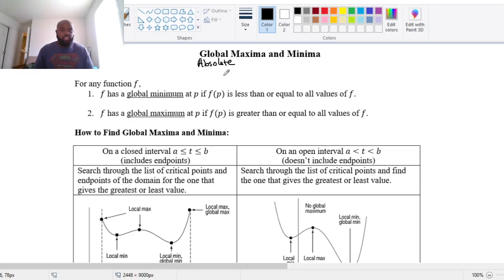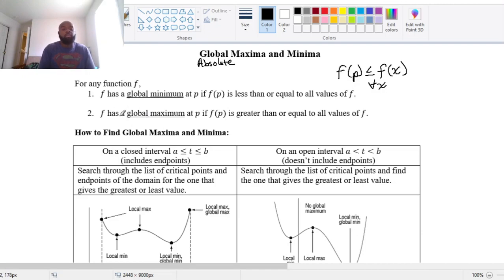These definitions follow very similarly to the definitions for your local max and minimum, but we are going to have global instead. For any function, f has a global minimum at p if f of p is less than or equal to all values of your function. That means f of p is the smallest y value of all of your functional values for all x where your function is defined. And this little symbol here just means for all x.